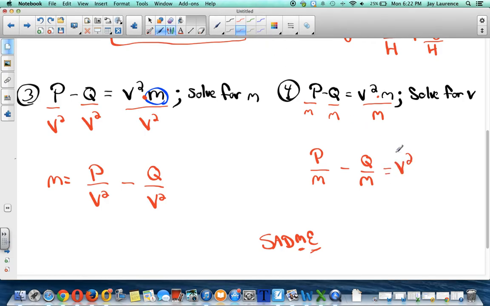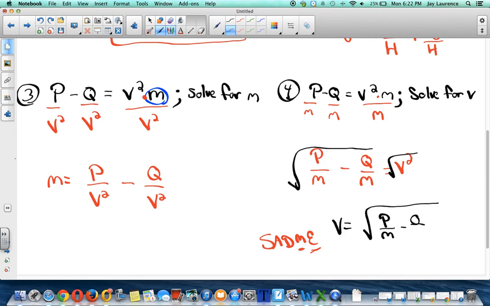v squared. All right, so now I'm going to take the square root of both sides, and that's going to get a little bit strange. We don't really know how to work with this kind of square root yet. So for right now, where we're at in our learning, we know the square root of v squared is v, and then you can tell me this, the square root of p over m minus q over m. Okay, later on we'll learn how to deal with those, but for right now, that's where we're at.